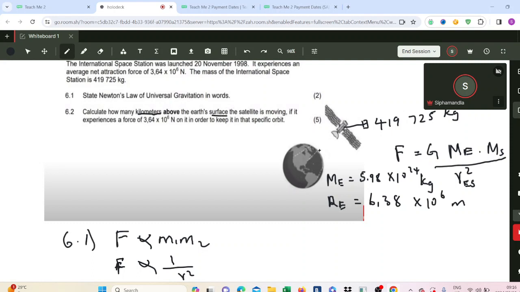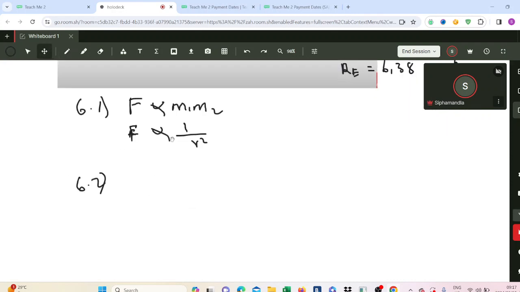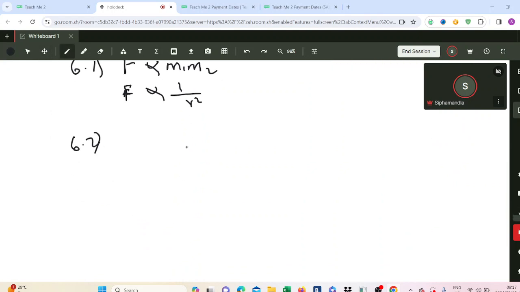So if they say calculate how many kilometers above the earth's surface, the earth's surface is this region, you can even call it the circumference. So let me just redraw this for the sake of explanation. This is the earth, and I will say this right here is the satellite. Bear with my drawing, it is quite messy, but I hope you can see what I mean.